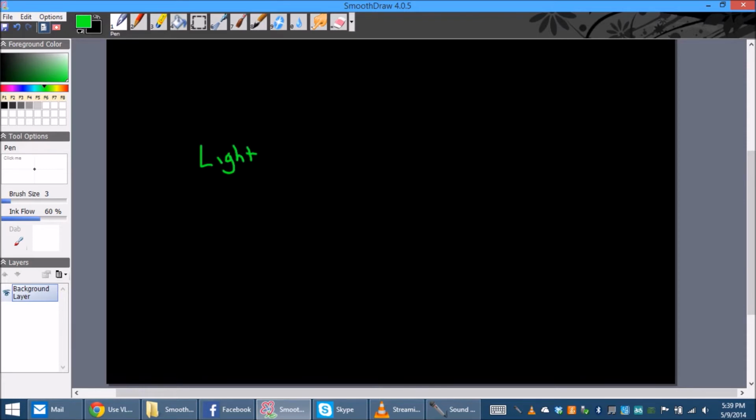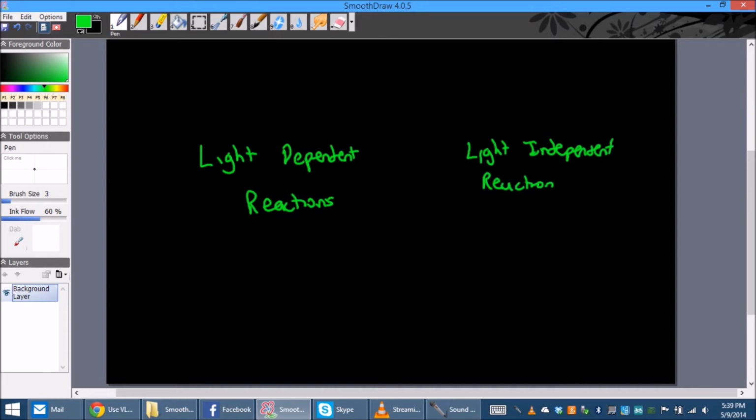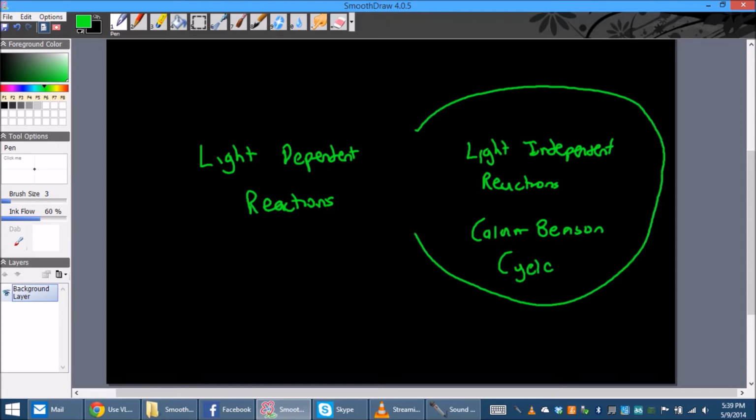And photosynthesis gets broken down into two reactions. Photosynthesis can be broken down into a series of processes called the light-dependent reactions, which, as the name implies, are the set of reactions that require light in order to be performed, and the light-independent reactions, which are also known as the Calvin-Benson cycle.